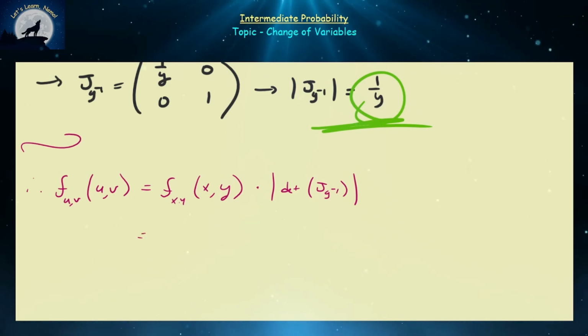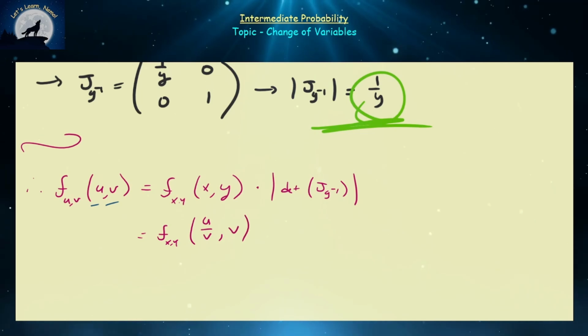So it's going to be equal to what? Notice that I only want u and v in this statement. So how have I re-represented x? Well, x is just going to be equal to u over v. So it's going to be equal to f_XY of u over v, and y has now been renamed to be equal to v times 1 over y.